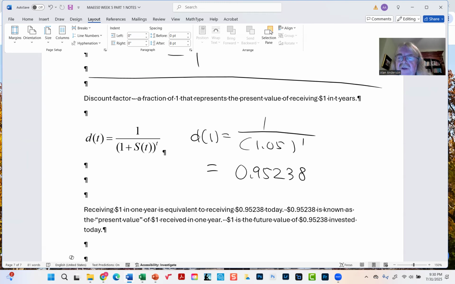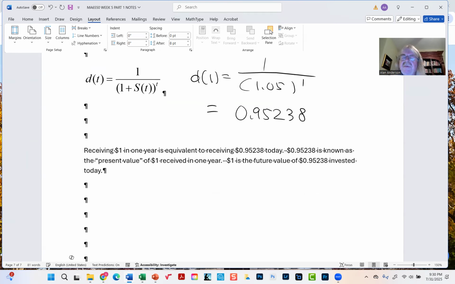Having 95.238 cents now is the same thing as having a dollar next year, because if you invest the 95.238 cents today, you'll have a dollar next year. Now, how about the D2? Keep in mind here, the dollar is being received in 2 years, so that reduces the value of this discount factor.